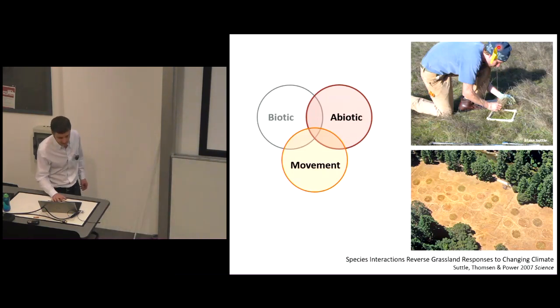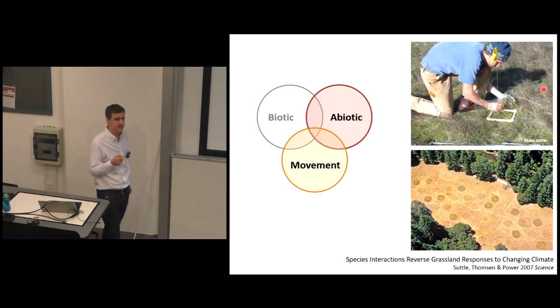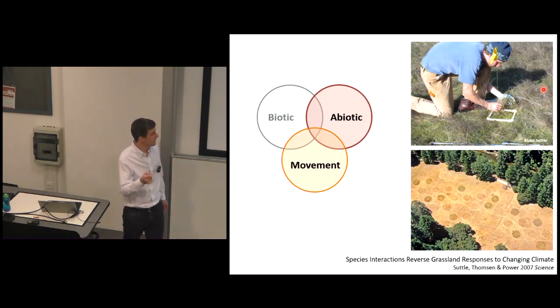So this is Blake Suttle, a colleague of ours who was until fairly recently at Imperial College, who's been working in a Californian grassland system for a couple of decades now.